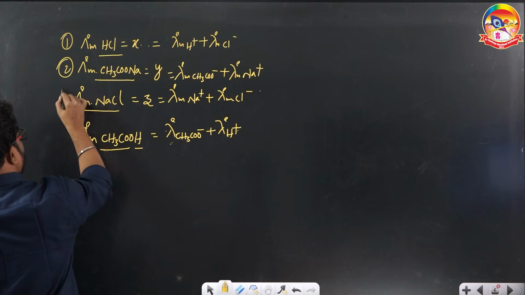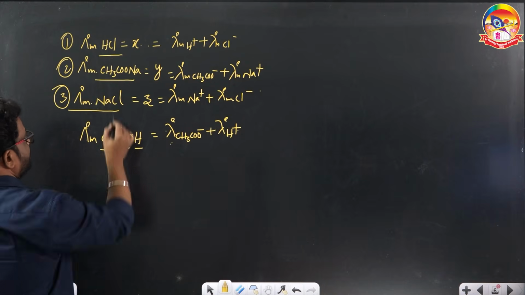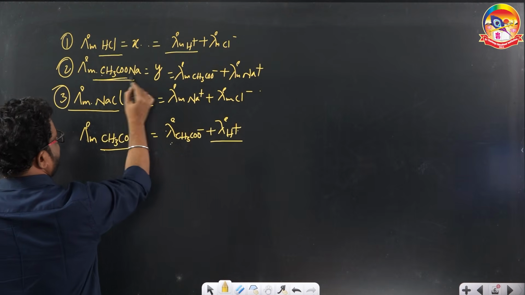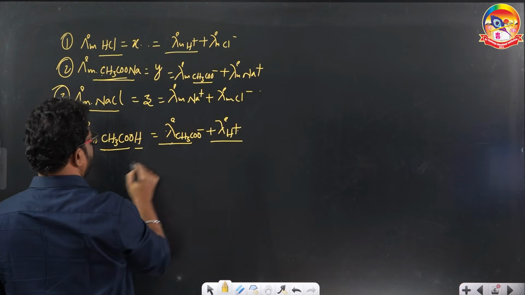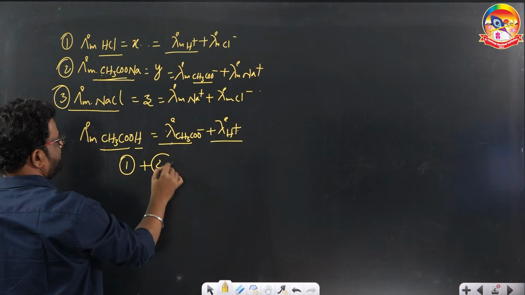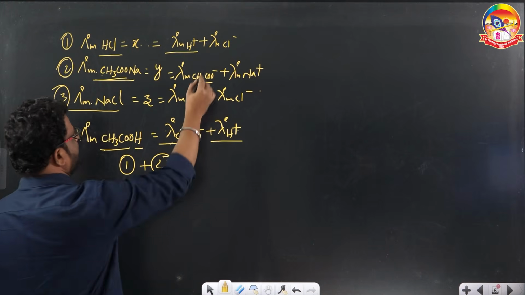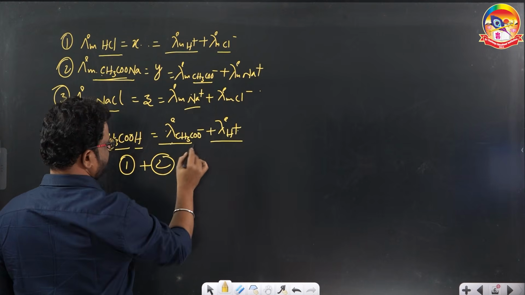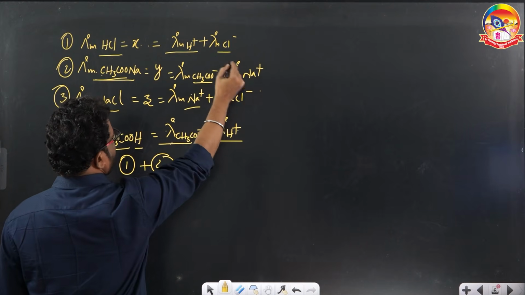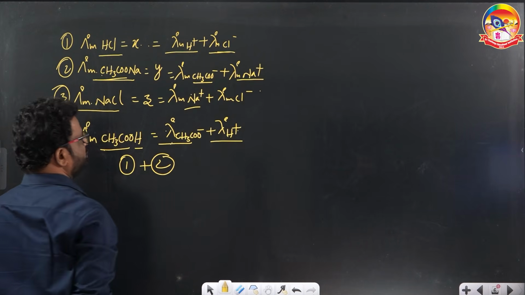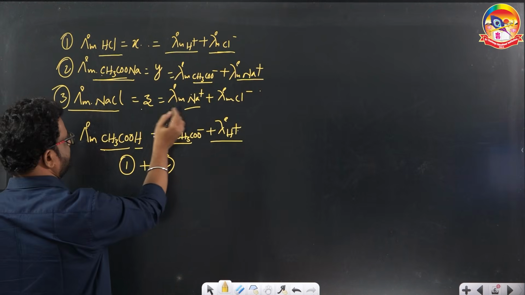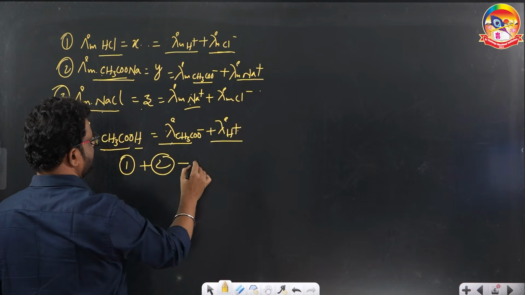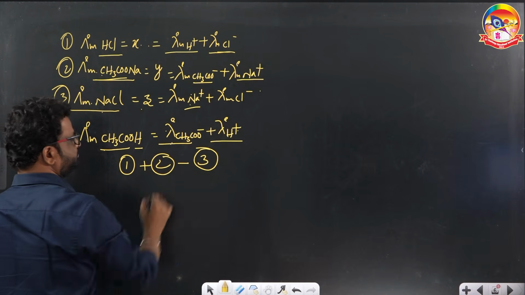Say these are three equations, 1, 2, 3. One has H plus, which is required here. 2 has acetate ion, which is also required. So I will take 1 plus 2. And we also have two unwanted ions, Cl minus and Na plus. To remove them in this expression, if you add these two, you have Cl minus and Na plus. To remove these two ions, we subtract the value of lambda naught m of NaCl from these two. That means 1 plus 2 minus 3.